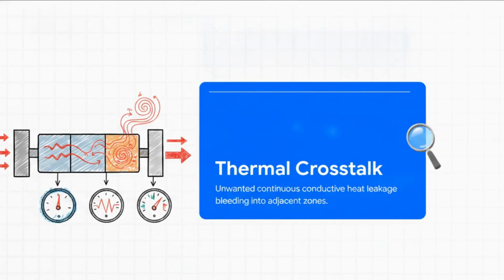The invisible villain behind these massive temperature spikes is something called thermal crosstalk. Basically, it's an uncontrollable heat bleed between the 3 independent sections of the barrel: the feed zone, the transition zone, and the metering zone. You might try tweaking the heat in just the feed zone, but a transient thermal wave is going to continuously bleed right into the adjacent zones, completely trashing that delicate temperature balance we just talked about.